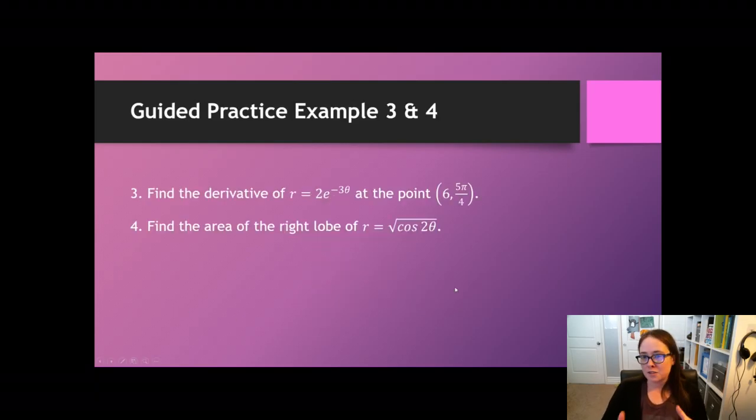Okay, so we've looked at an example of derivatives and area. Here's a couple more examples for you to try on your own.